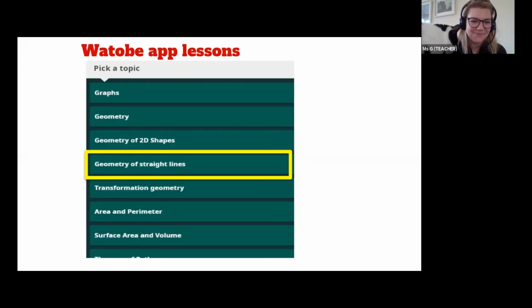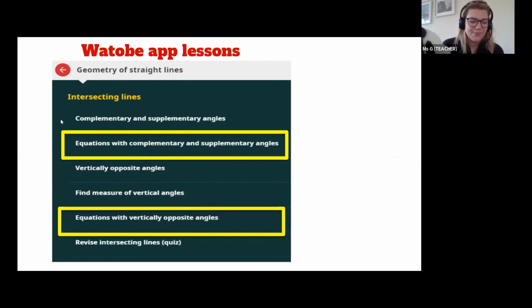So this is basically the same as the one from Monday because we had the same topic. So remember to go to Geometry of Straight Lines on your Watobi app. Click on there, scroll all the way down to intersecting lines, and these are the two topics. Maybe take a screenshot of this now or just note it down. Equations with complementary and supplementary angles, equations with vertically opposite angles. So make sure that you watch the lessons there and do the quizzes and stuff. So this is basically your homework for the week, okay? So make sure that you do this so you just consolidate your learning.